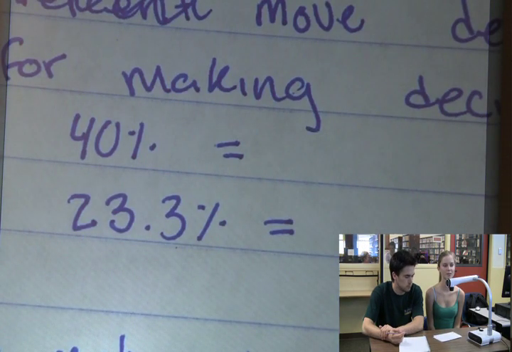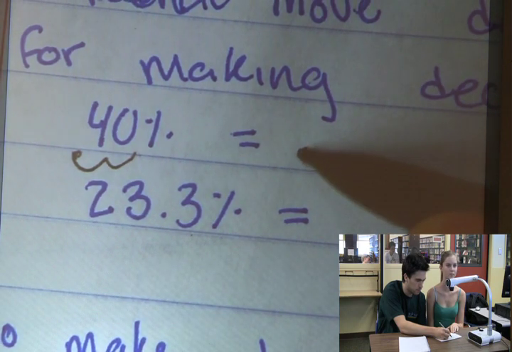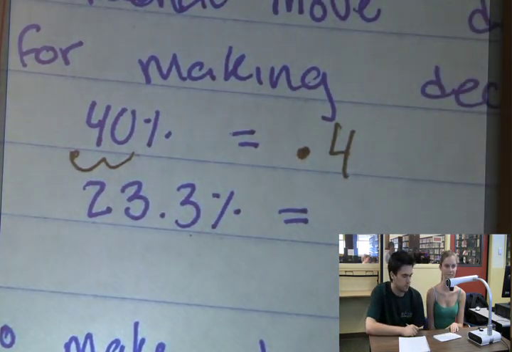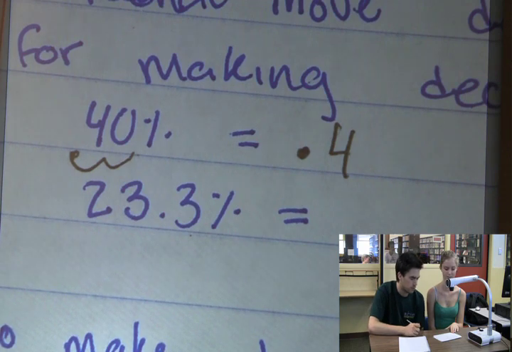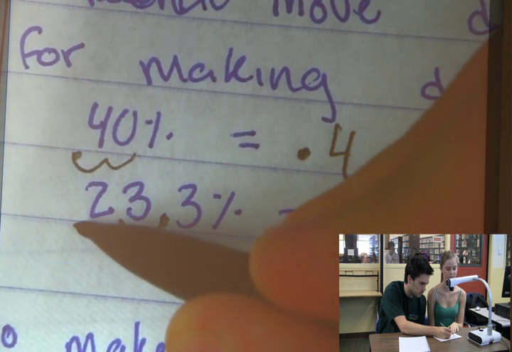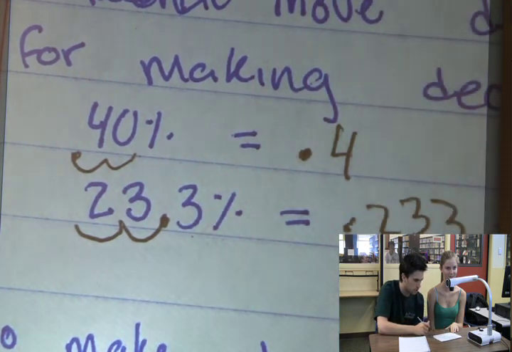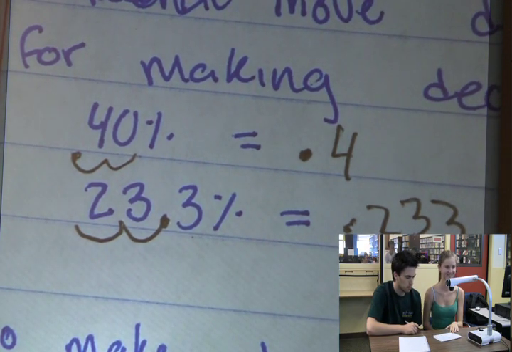So to make a percentage into a decimal, you do the opposite of a decimal into a percent. So instead of moving the decimal point 2 to the right, you move it 2 to the left. Okay, so 40%, we move it over 2 spaces, so that would be equal to 0.4. Exactly. And then for 23.3%, we'd move it from the decimal place over twice to get 0.233. Perfect. Cool.